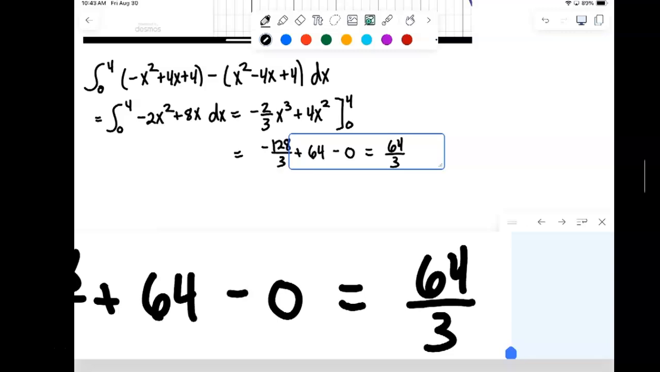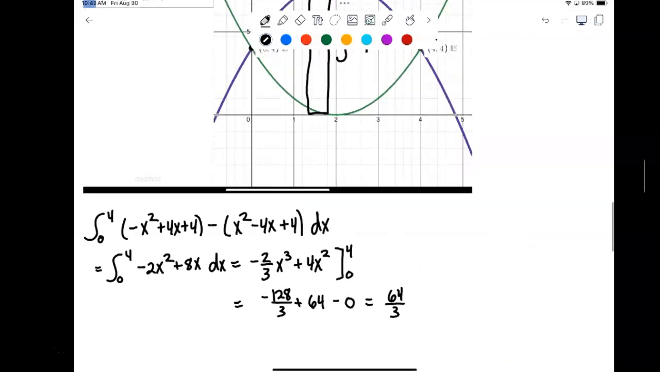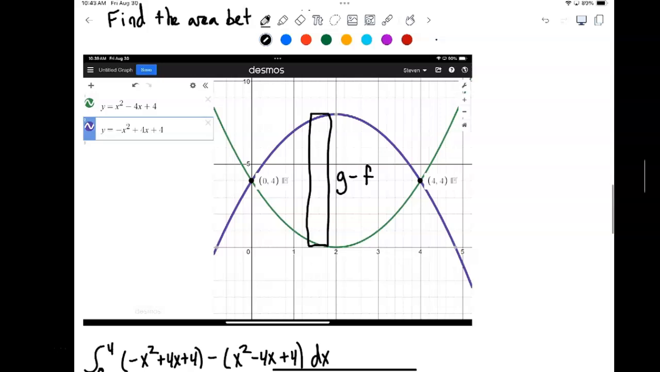Okay, so now we know the area that falls between those two graphs is 64 thirds. I know for sure exactly what that area between those two regions is. 64 thirds. Okay, so again, we're going to continue with some other examples.